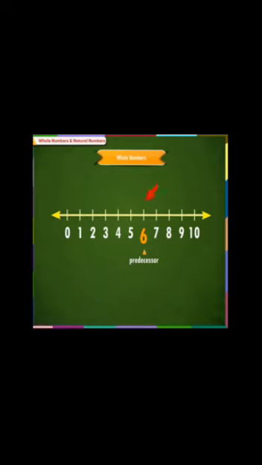In this number line, we see that the number 6 is before the number 7. So, the number 6 is the predecessor of the number 7, which is a whole number. Do we have a predecessor of 0? No, there is no predecessor of 0, which is a whole number. The successor of a whole number lies just right of the number, and the predecessor of a whole number lies just to the left of the number.